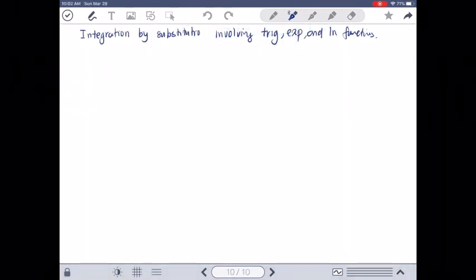Now we are going to have a look at how to apply integration by substitution involving trigonometric, exponential and log functions. Before we start, let's go back to the basics of differentiation. We know that when we differentiate sine x, we will get cos x. When we differentiate cos x, we will get negative sine x.